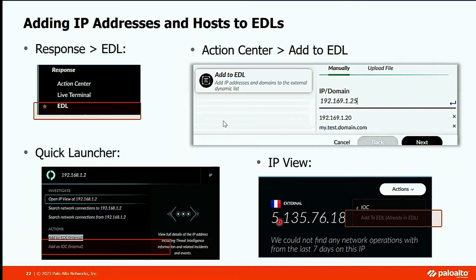And here we're using the IP view. We'll learn about it tomorrow. We've identified this to be an external French IP address, I think, and some analytics about it as well, but we do have the option. No, we don't. It's already in the EDL, but normally there's an option to add this IP to the EDL unless it's already there.